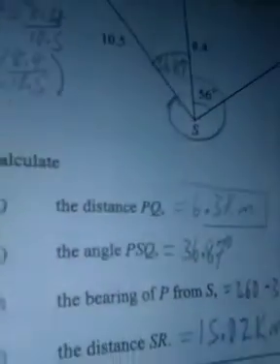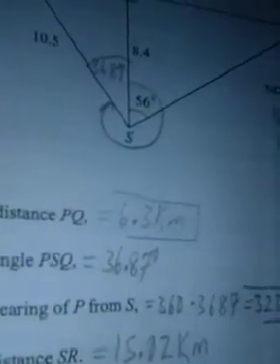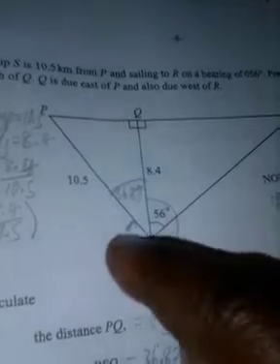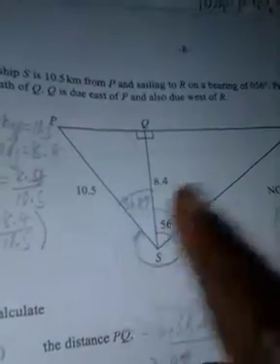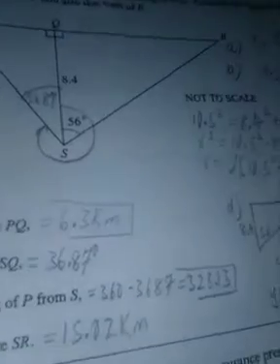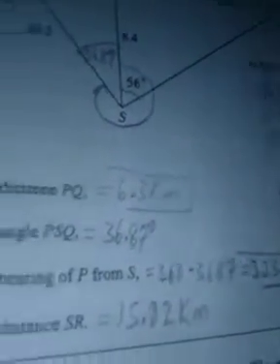Bam. The bearing of P from S. So from S, I'm going all the way around to P. You always start at the north line, 000. So how do I find this? I subtract this from 360, and I end up with 323.13 degrees. That's my bearing.